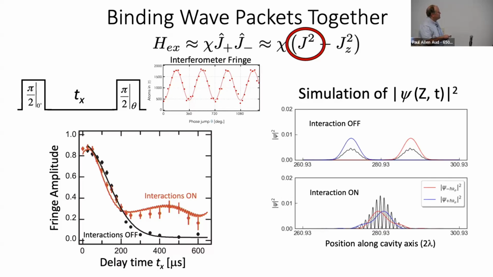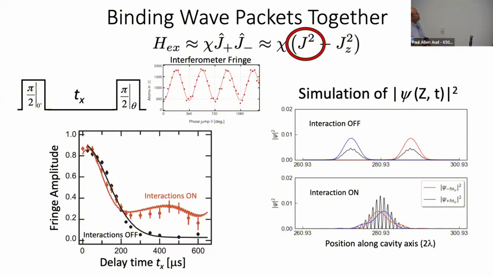In the black points, you see they fall off. This is basically, you have a wave packet and it's separating as a function of time. And when the wave packets no longer overlap, you lose your coherence, you lose your interference. When we turn on the interactions, we have this total J squared term, which, in some sense, suppresses single particle dephasing. It actually suppresses this recoil. And that's evidenced by the fact that the contrast remains high for much longer.